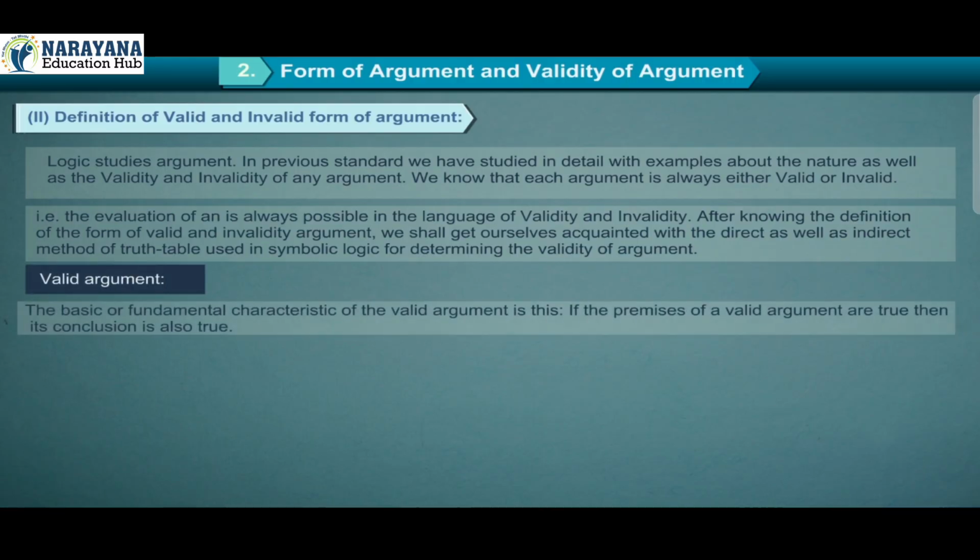Valid argument. The basic or fundamental characteristic of a valid argument is this: if the premises of a valid argument are true, then its conclusion is also true. Invalid argument.